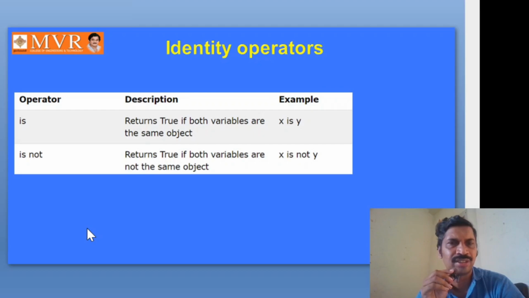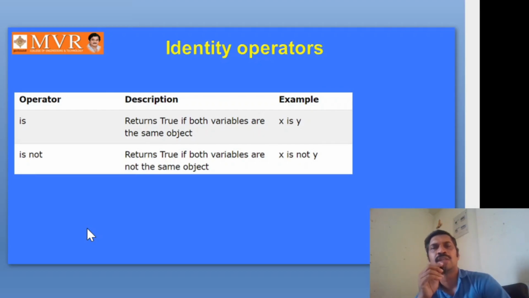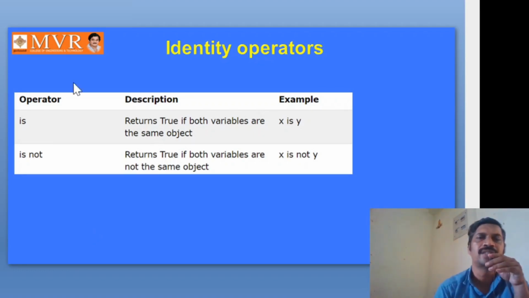The is and is not operators are used for comparing objects, whether both of them are pointing to the same object. X is Y: if X is pointing to one object and Y is also pointing to the same object, then it returns true. The reverse of the is operator is the is not operator. These are the operators used in the Python programming language.